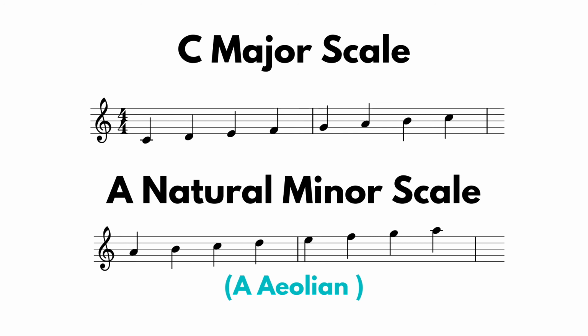So here is the C major scale. And now let me play the A natural minor scale. So even though the notes are the same in the C major scale and the A natural minor scale, there is a big difference in sound and color. The C major scale is bright and joyful and even happy, whereas the A natural minor scale is somber and melancholy.